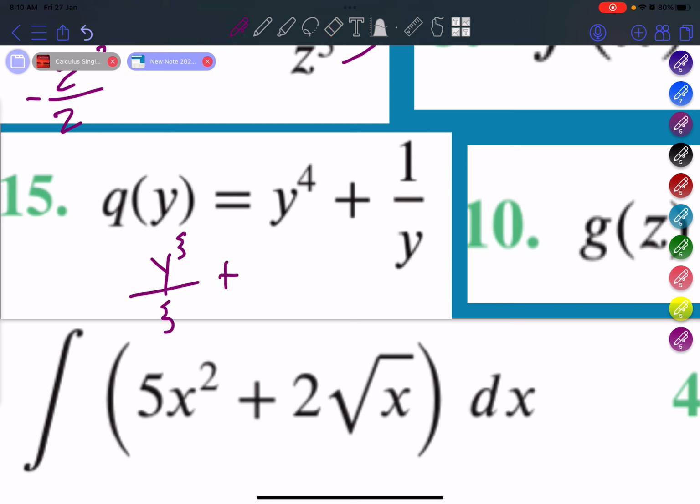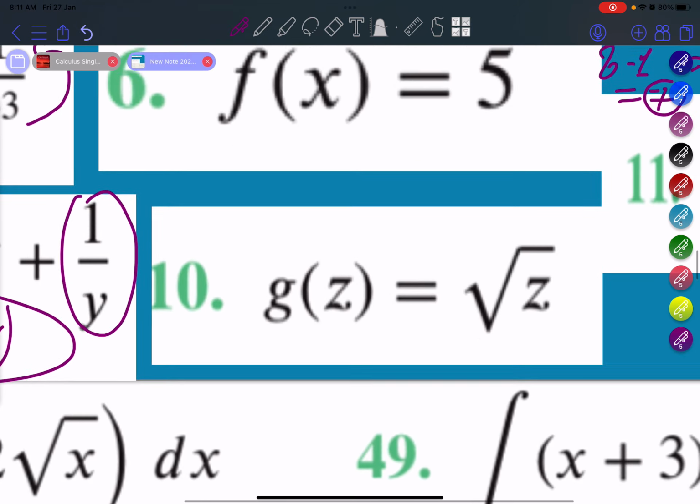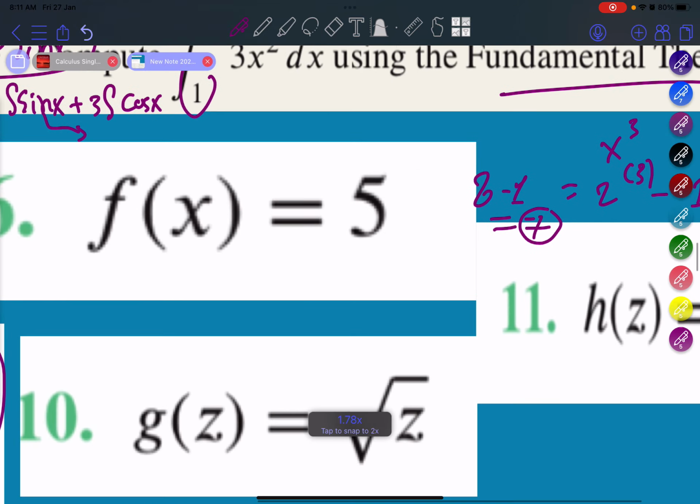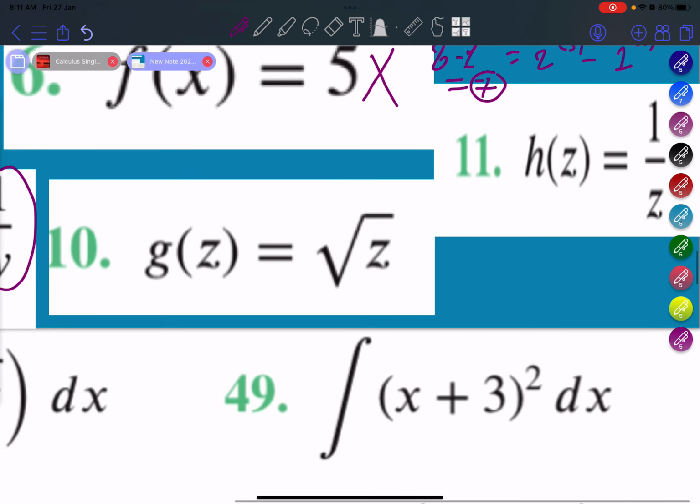Now we know that the derivative of ln x will equal 1 over x. So the integral of 1 over x will give us ln x. Hence, the integral of 1 over y will give us ln y. That's how we answer it. Integral of 5, we will just add x because it's a constant. We've said that from the beginning.